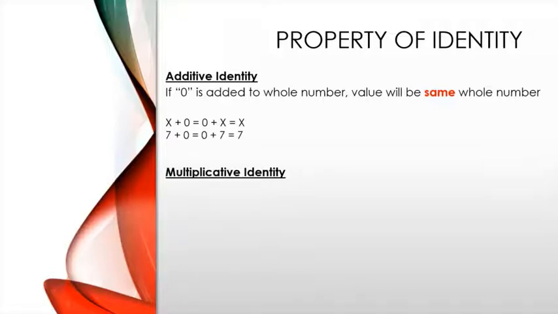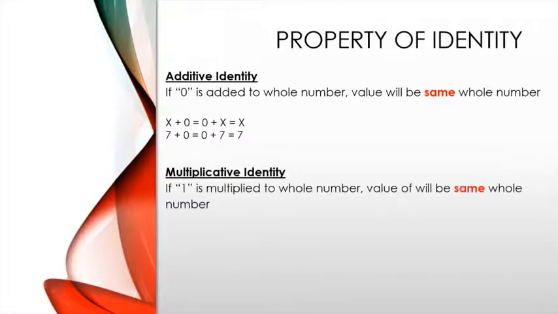The multiplicative identity. If 1 is multiplied to any whole number, the value of the whole number will be the same. It will not change at all. So for example, x into 1 is equal to x, and 1 into x is also equal to x. So if we replace x by 7, we get 7 into 1, which is equal to 7, and 1 into 7, which is equal to 7.